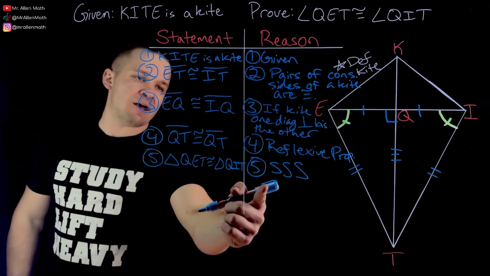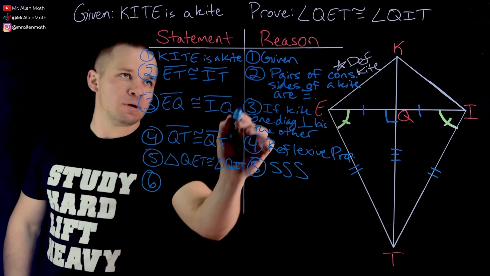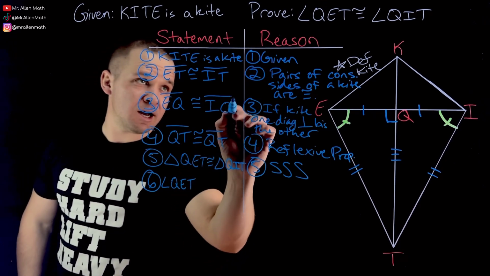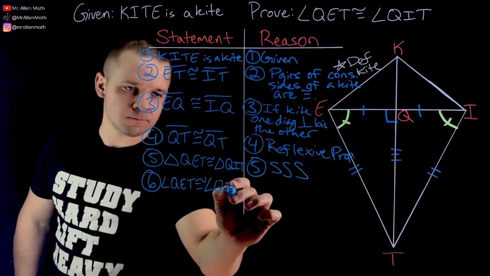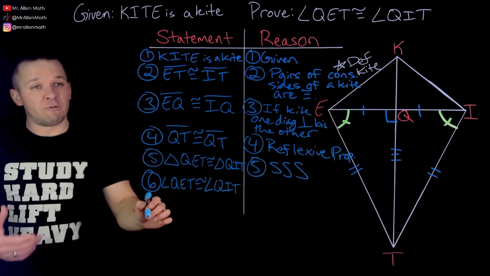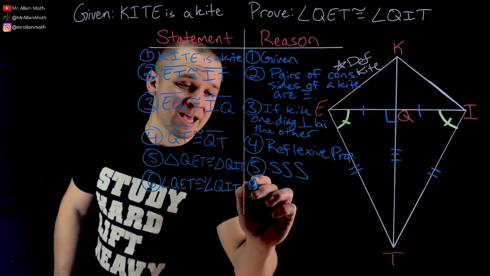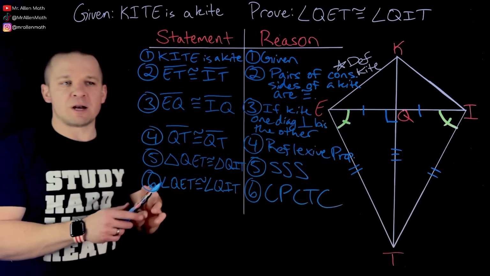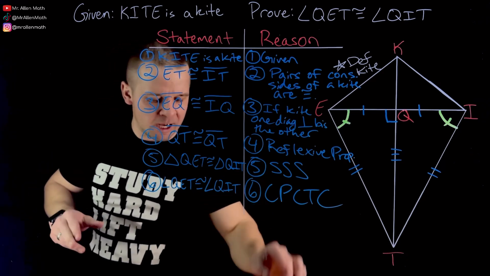Cool. So now that I have this pair of triangles congruent, I can actually prove what I want. Angle QET and angle QIT are congruent. My reason? Well, if I have two congruent triangles, then their corresponding parts must also be congruent, aka CPCTC. Corresponding parts of congruent triangles are congruent. There we go. Boom. Done.